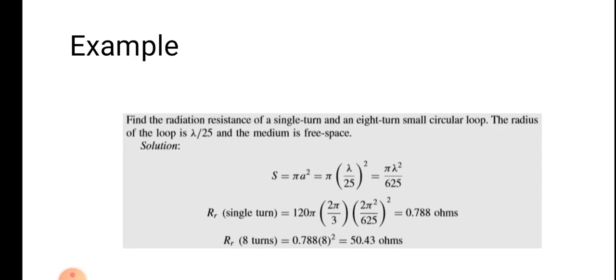So for a single turn it comes to 0.788 ohms. But if it is 8 turns, then the same quantity will get multiplied by 8 square. So it becomes 50.43 ohms. So you can see the difference in the radiation resistance.